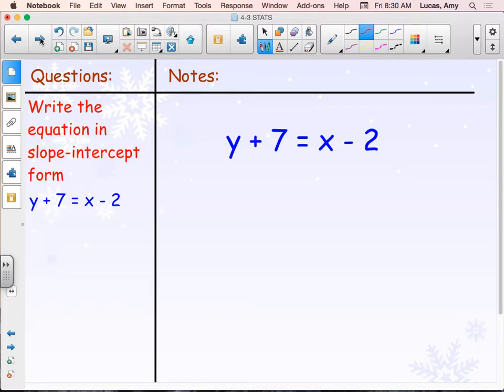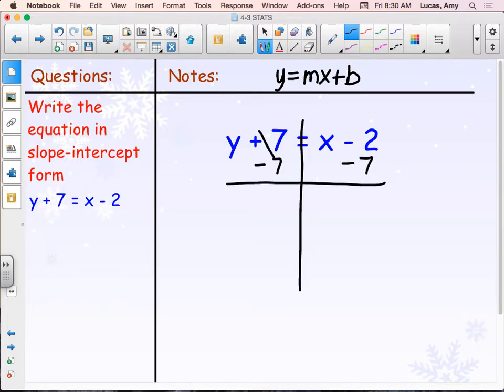Okay, now we're switching gears a little bit here. It says write the equation in slope-intercept form. So we're going to take this equation and solve it because we need the y by itself. So we're going to write it in slope-intercept form. So to get the y by itself, I need to subtract 7 on both sides. So y equals x minus 9. That's converting from point slope to slope-intercept form.